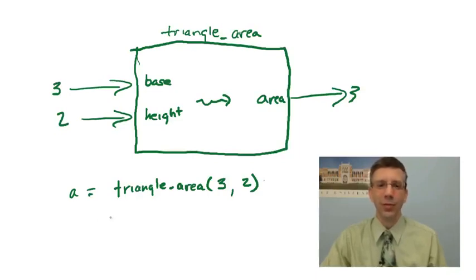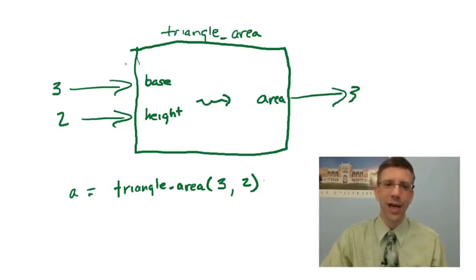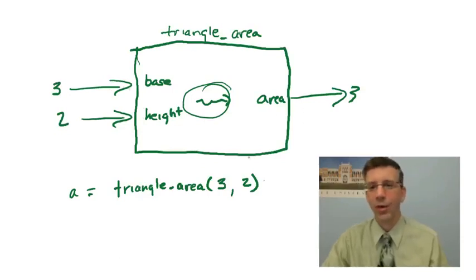This is valuable for many reasons, right? A function is now a black box. I don't care what's inside of it. I don't care what's going on in this squiggle here. All I know is that there are 2 inputs, base and height, and 1 output. And I can just use it. I read the comment. I know what it does.